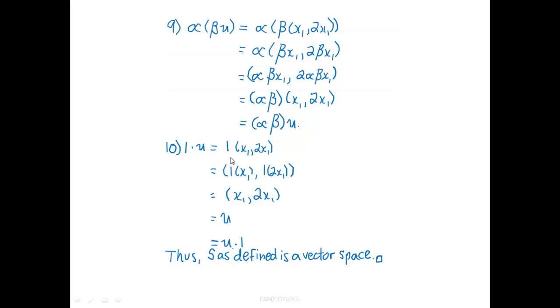Let's continue this problem. So 1 goes in by the standard definition of scalar multiplication, and this is (1 times x1, 1 times 2x1), and 1 is a real number, x1 is a real number. We know what happens if a real number is multiplied by 1. So that ends up with (x1, 2x1), which equals u, and we can also verify that that's the same as u times 1. And this proves the scalar identity axiom, and thus we can conclude that S, as defined above, is a vector space.